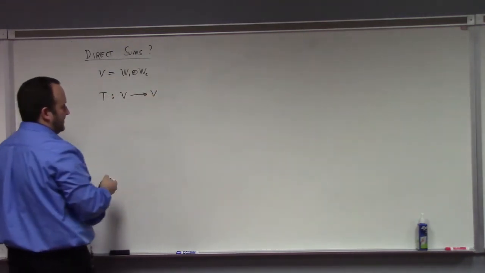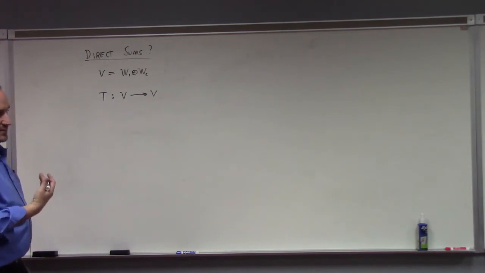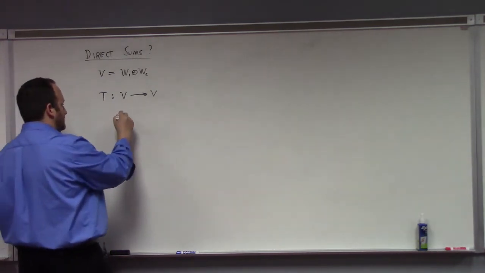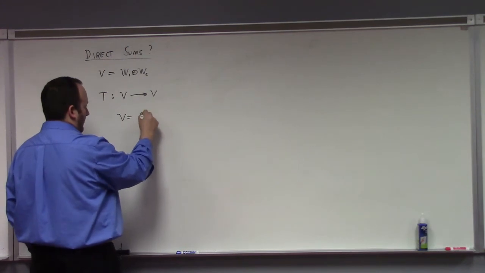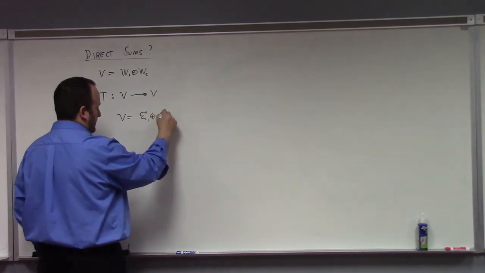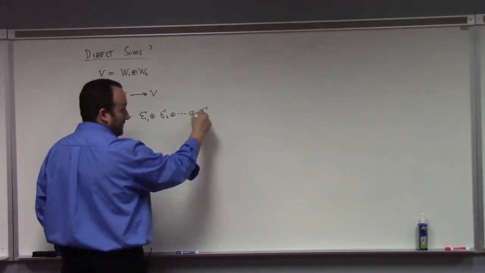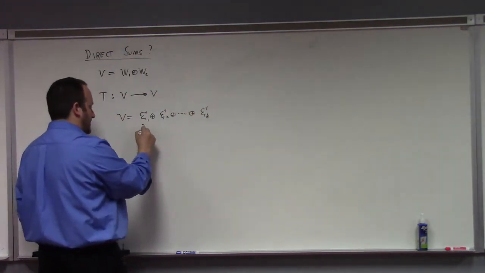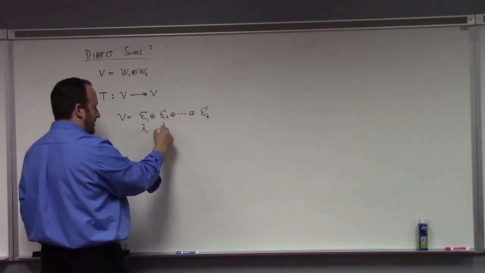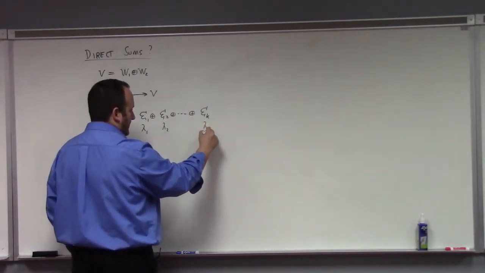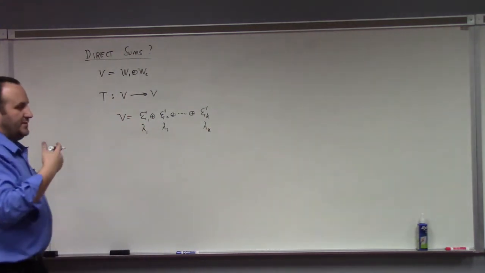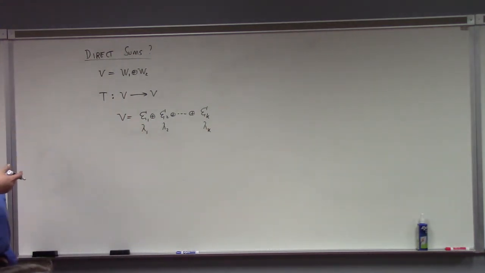So if you can write V as, say, E1 direct sum E2 direct sum, out to Ek, and suppose these are the eigenspaces with eigenvalue lambda 1, eigenvalue lambda 2, eigenvalue lambda k. If this is the case, that means that you have enough eigenvectors to fill out the whole space. So it would say that there's an eigenbasis for T.